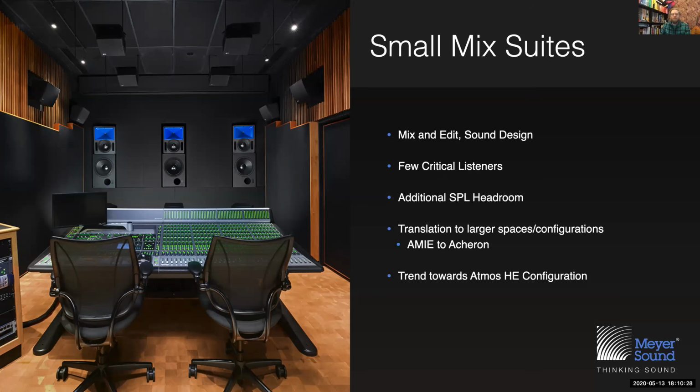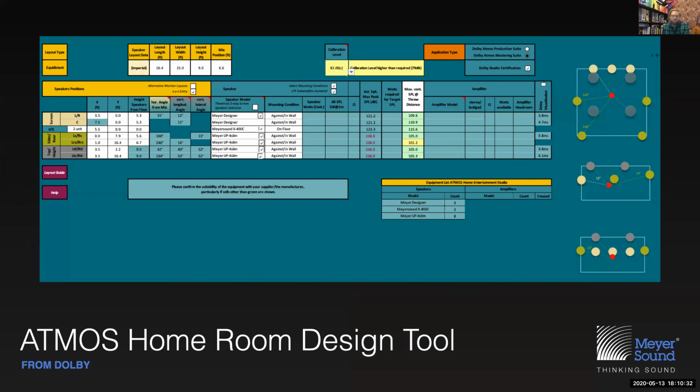I mentioned the room design tool. This is from Dolby. This isn't something that Meyer makes, but it's something that we use on nearly every cinema project, especially ones that deal with Atmos. So what these are, Excel documents that you enter.